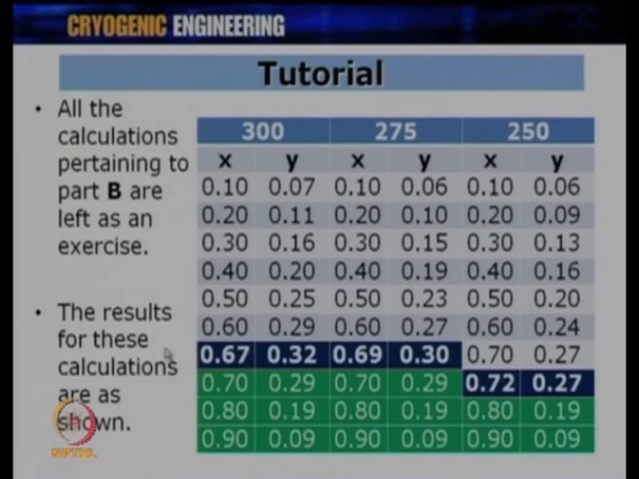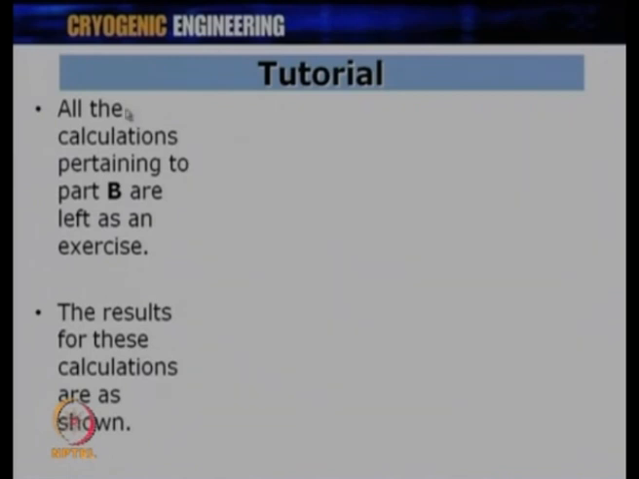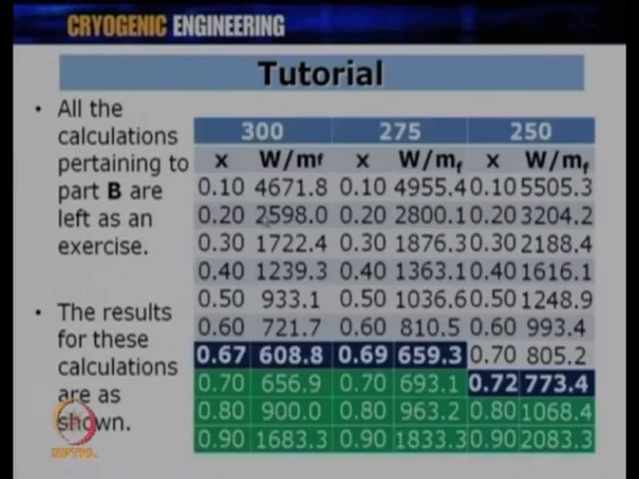is 100%. As soon as the inefficiency parameter starts coming in, these values can change, all right, the optimum can shift accordingly. So, all the calculations pertaining to part B are again shown for W by mf here. So, again the same thing is done for T3 equal to 300 Kelvin, 275 Kelvin, 250 Kelvin, and again what you see is a minimum at 0.67, 0.69, 0.72, while W by mf shows an increased value when the T3 value is decreased.